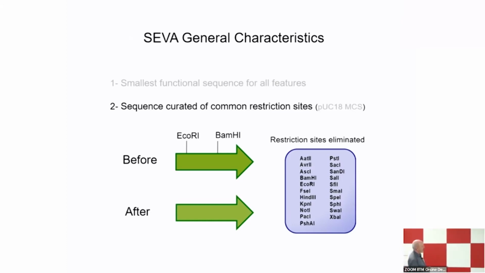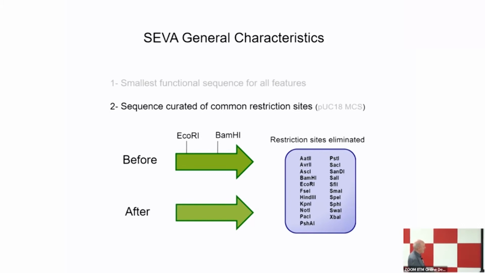Another characteristic is that we make sure the sequences we put in the plasmid have been curated of many restriction sites that are commonly used for cloning. For instance, if one of these segments has an EcoRI site, the standardized segment that goes into the plasmid has been curated to eliminate it. It is possible because all segments have been synthesized. So it's not that they have been mutated, the segments are just synthesized.